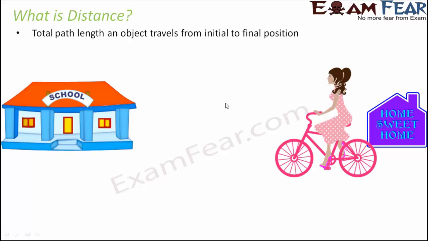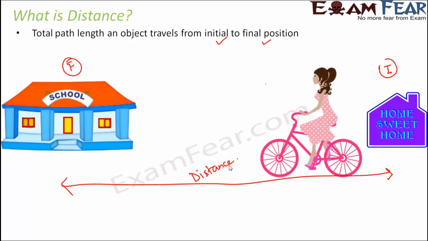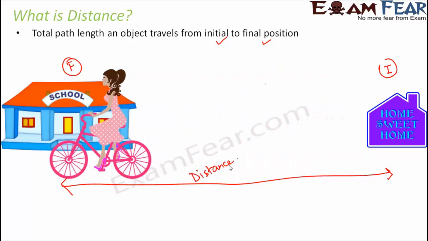So in this case, the path length from initial to final position. So what is the initial position? Home is the initial position, and final position is the final destination, that is school. So that means the total path length that she is going to cover from home to school, that path length is nothing but the distance, right? So as she moves, she is actually covering the length of the path. So by the time she reaches school, she has covered the distance between home and school.